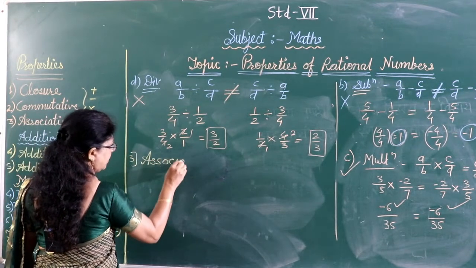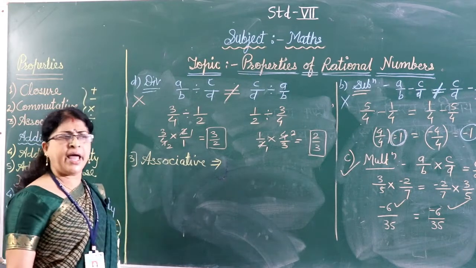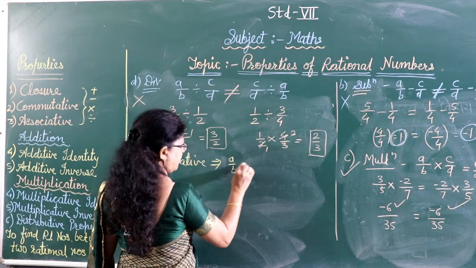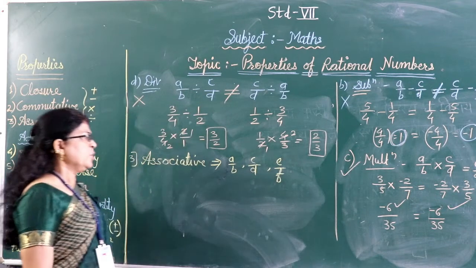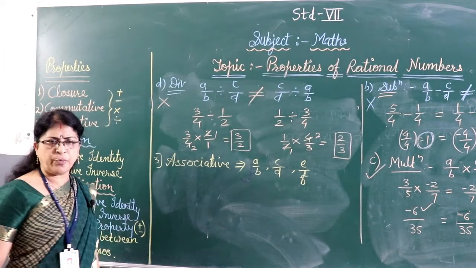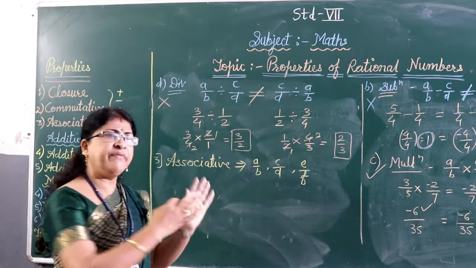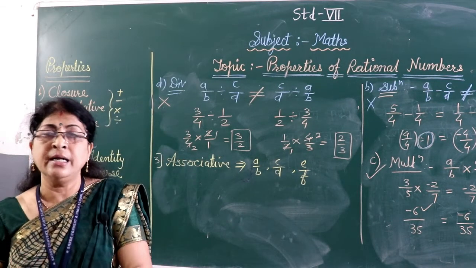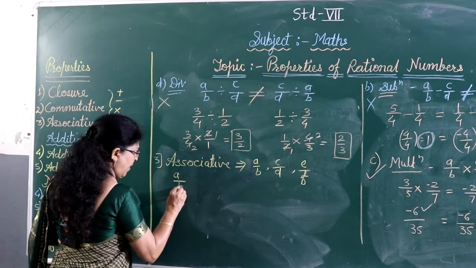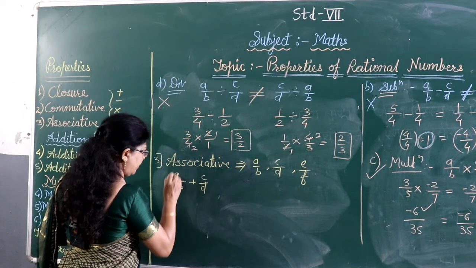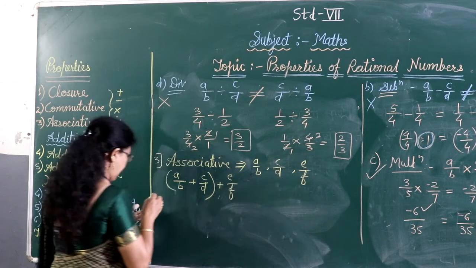Next one is the third property, associative. In this case, what will we do? We will consider three rational numbers, say A upon B, C upon D and E upon F. According to the associative property, if we form the group of two rational numbers and even if the group is changed in the right hand side, the answer doesn't change. For example, I will show you. A upon B plus C upon D in one group, plus E upon F. We are talking about addition.